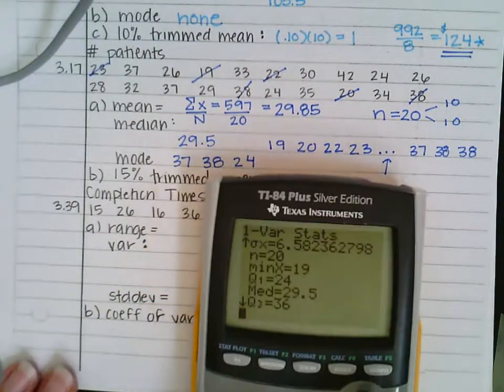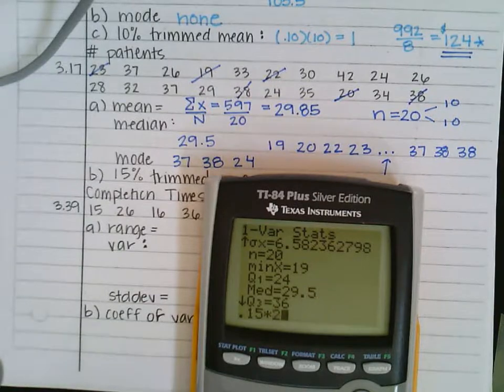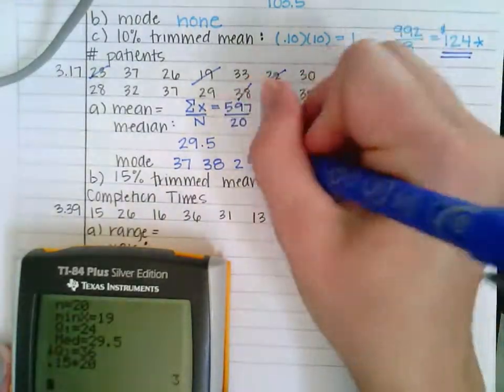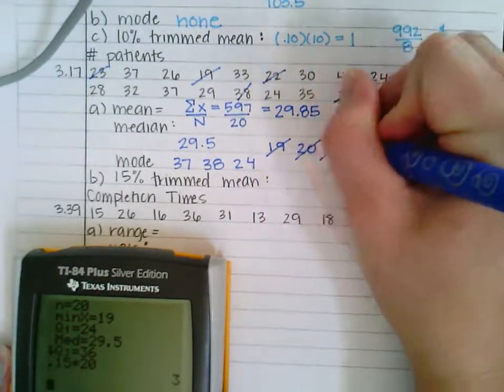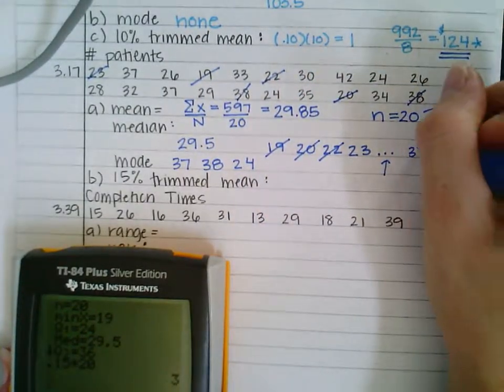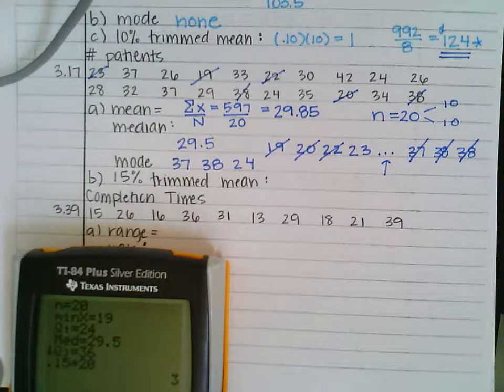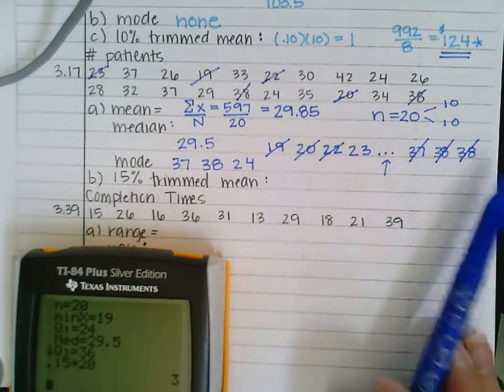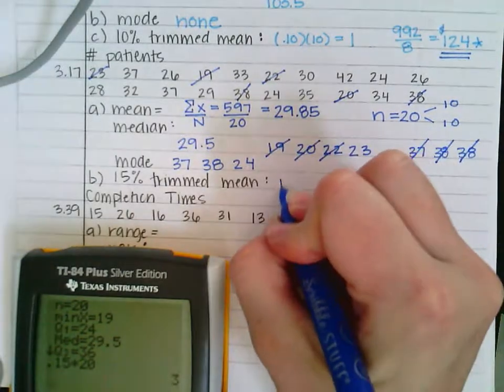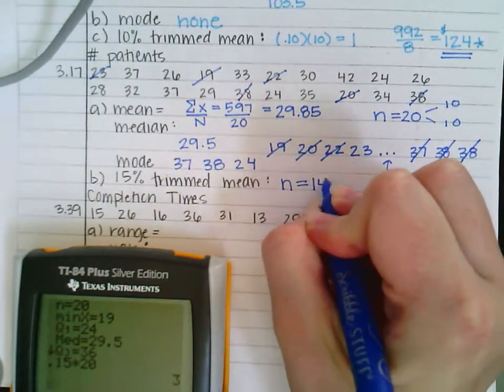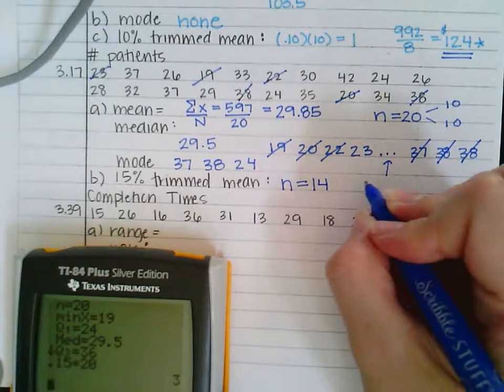Now on my 15% trimmed mean, what's 15% of 20? 3 on both sides need to get trimmed away. So I am no longer using 6 of these data points. N is now 14.